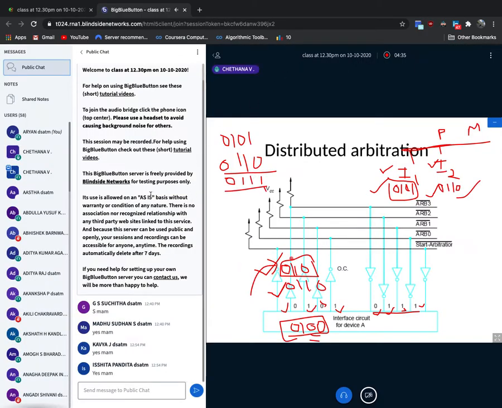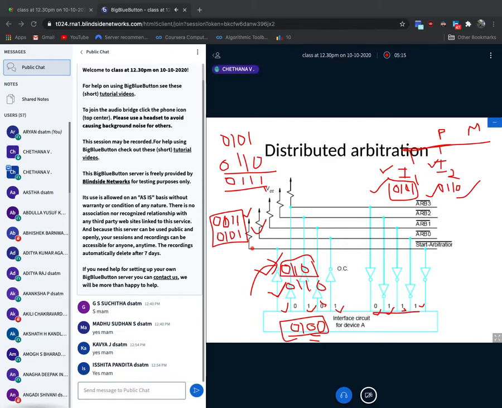Still, if you have a doubt, I will give you one more example. I1 has the unique ID 0011, I2 has the unique ID 0101. These two devices are fighting each other. Now you please give me who will win, who will get the bus. Can I get an answer for that?